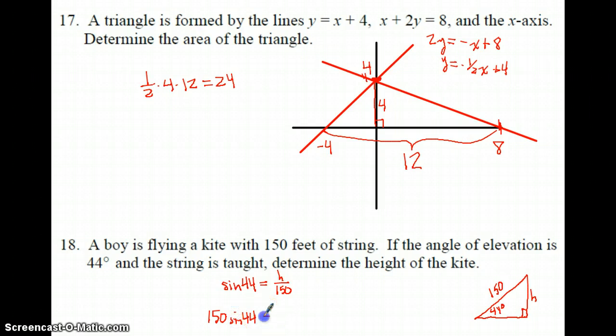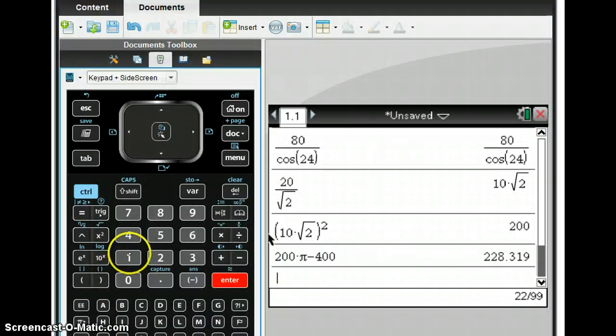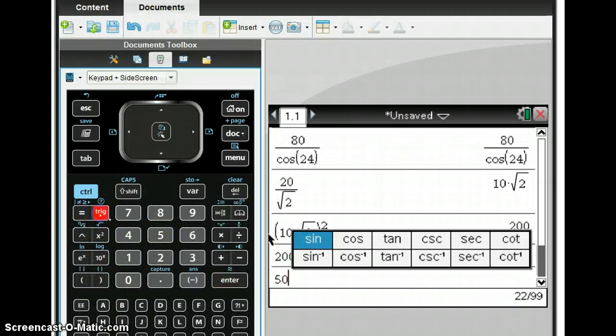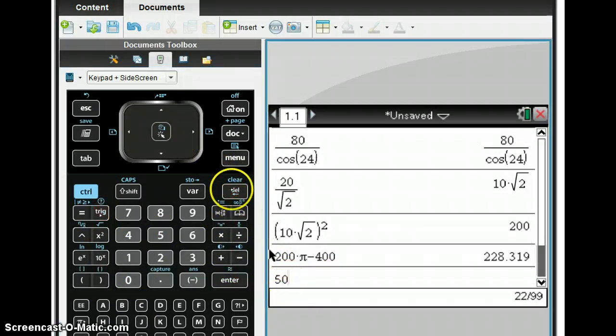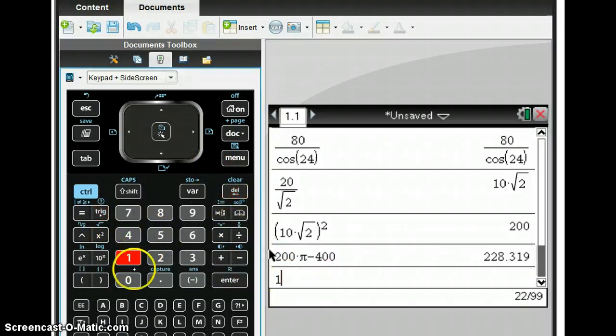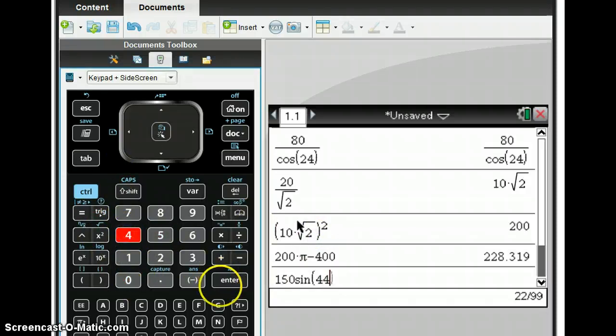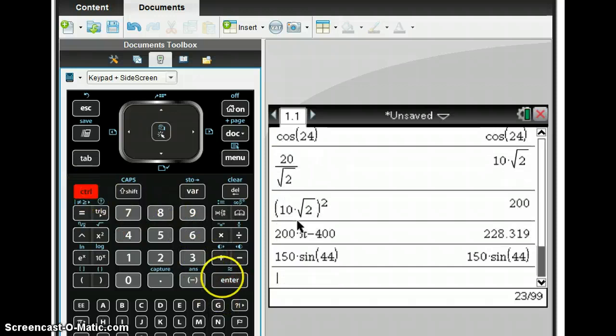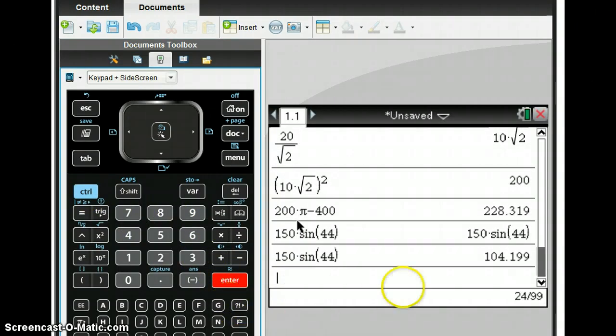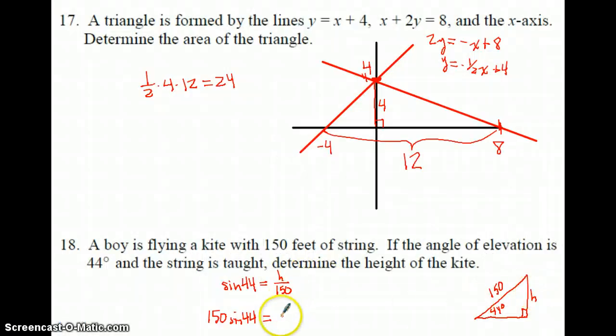Some days this works really well. 150 sine 44. So, I said 150, I really did. Come on. 150 sine 44. Probably some cool exact numbers? No, it's not. Now 104.2 is what we're going to say, approximately though, 104.2.